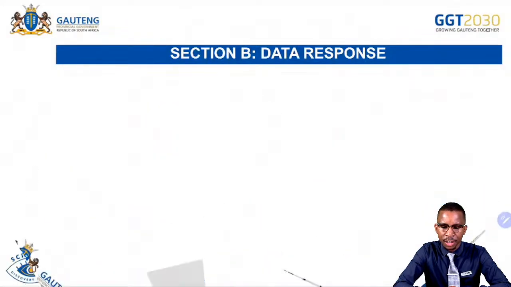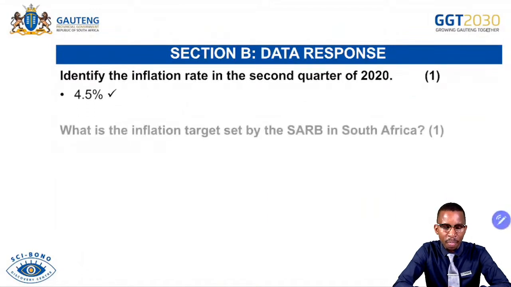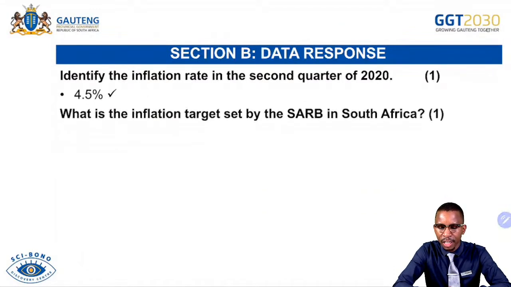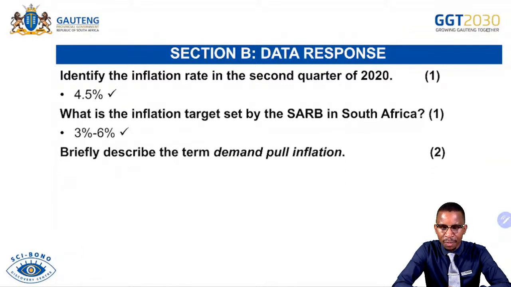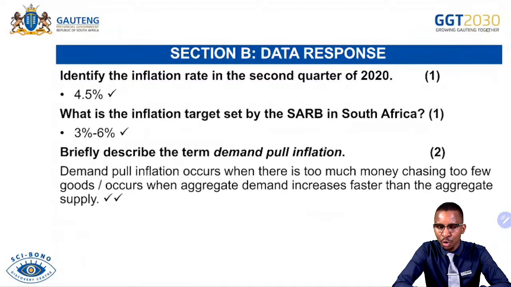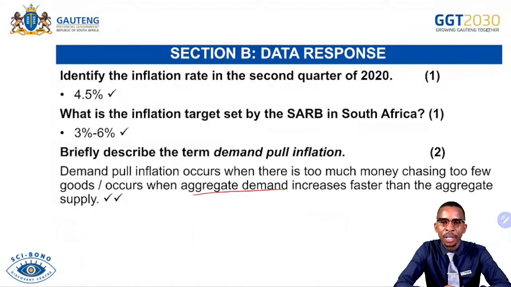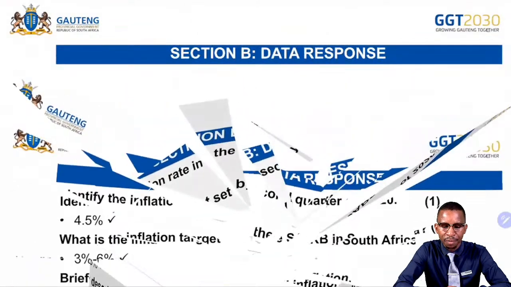And then let's check the possible questions. Identify the inflation rate in the second quarter of 2020. It was 4.5%. What is the inflation target set by the South African Reserve Bank? Our inflation target is between 3 to 6%. It was set by the Reserve Bank in the year 2000. And then briefly describe the term demand-pull inflation. This is inflation that occurs when there is too much money chasing few goods, meaning it occurs when aggregate demand increases faster than aggregate supply in the economy. That is different from cost-push inflation.